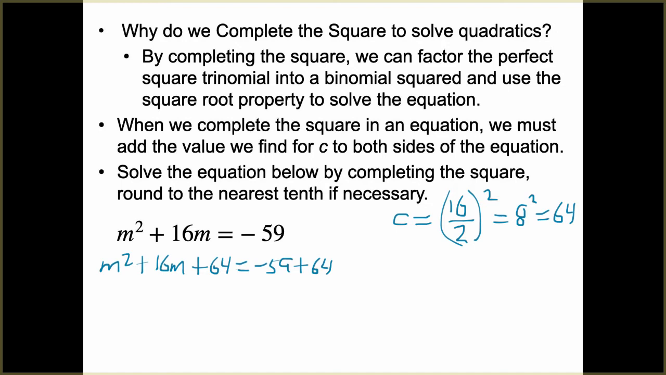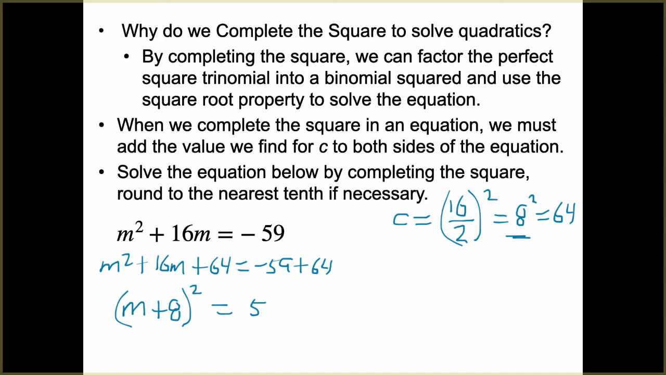All right, the next step we do is we are going to do two things at once. We have created a perfect square trinomial on the left, and then we're going to add the numbers together on the right. We're going to factor the left side, and there's two ways to look at this. One is we know we have a perfect square trinomial, so we can take the square root of the first and the square root of the last and put the sign in the middle. That is one way. So we have m plus 8 all squared. And this is going to equal negative 59 plus 64 is 5.